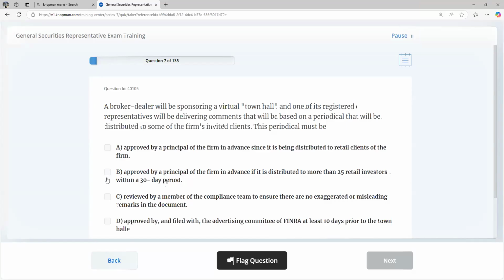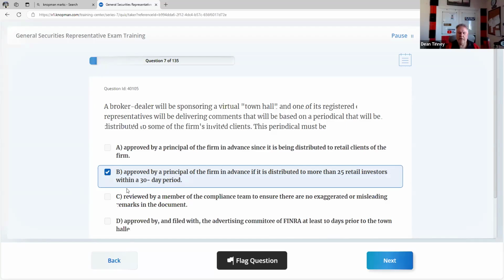Yeah, I was looking at B, because I also don't like the other two. B would be the other potential answer. I think this is an interesting question. They didn't provide us the more than 25 in the question, but they did provide it to us in the answer set.